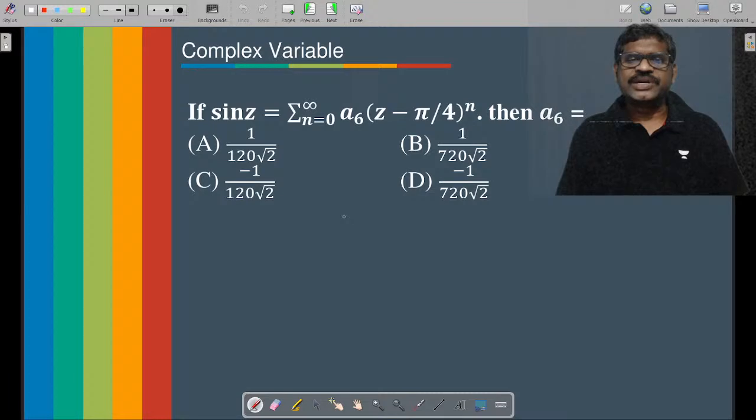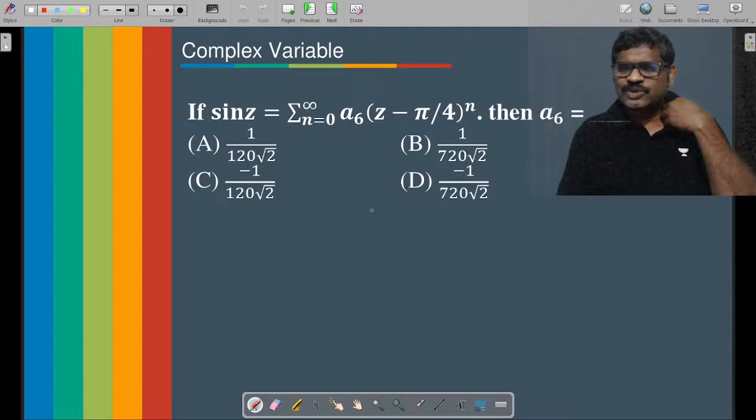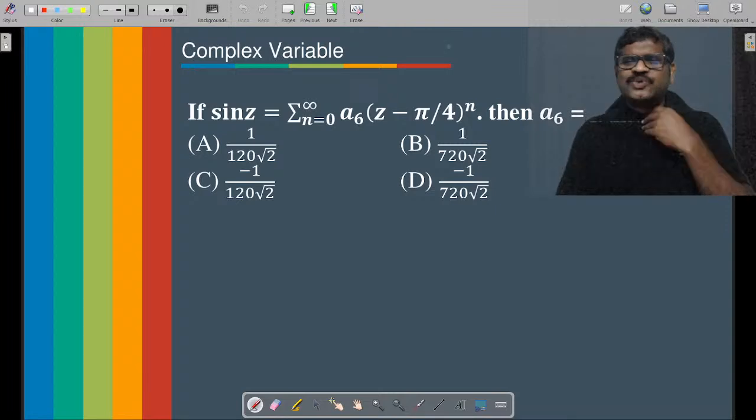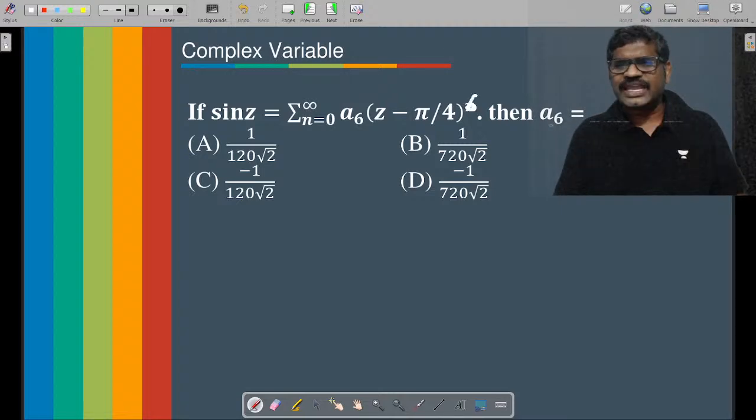Next one. Sin z equal to sigma n equal to 0 to infinity a n into z minus pi by 4 whole power n. Then a6, we have to calculate a6. So we have expressed sin z in terms of z minus pi by 4 whole power n, which means we have expressed it in Taylor series expansion form. If you express f of z in Taylor series expansion form, what is a6?